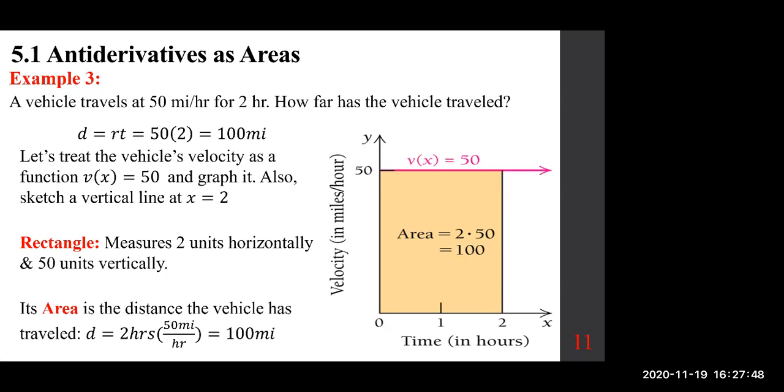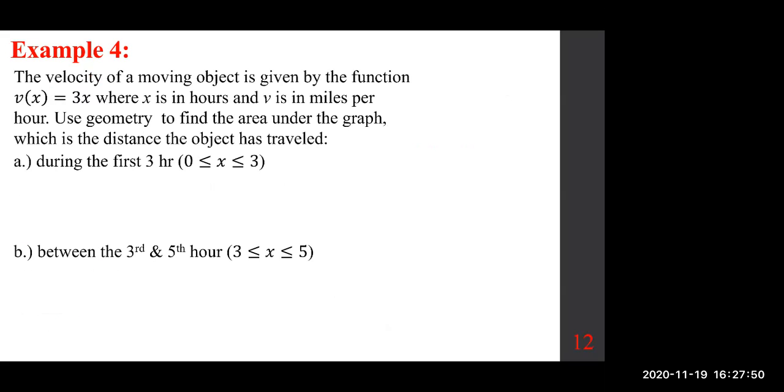Now let's do the same thing with something slightly different. The velocity of a moving object is given by a function V of X equals 3x. I hope you realize Y equals 3x in essence is a line with the slope 3 that goes through the origin. I hope everybody remembers the basic graph, okay? I'm going to use geometry to find the area under the curve during the first 3 hours, between 3 and 5. So let's look at the graph.